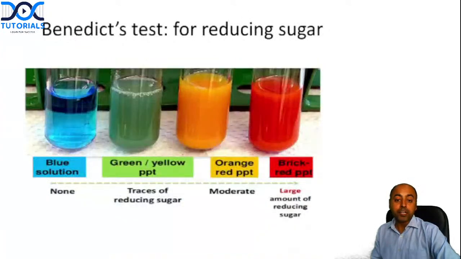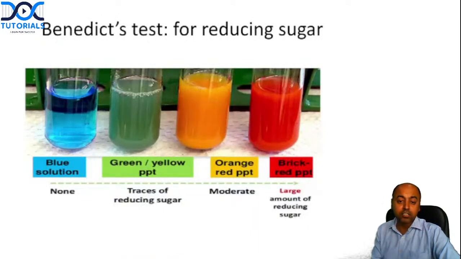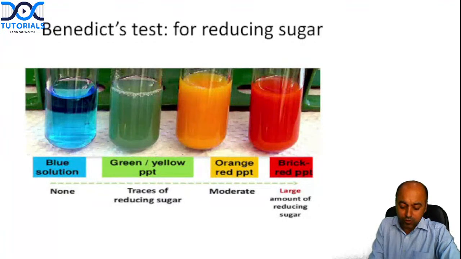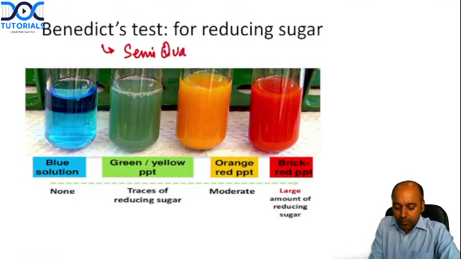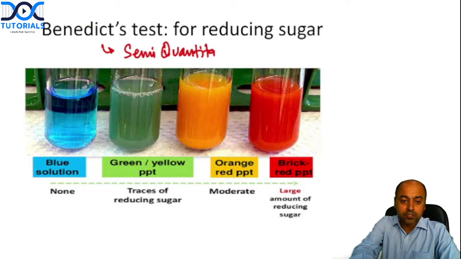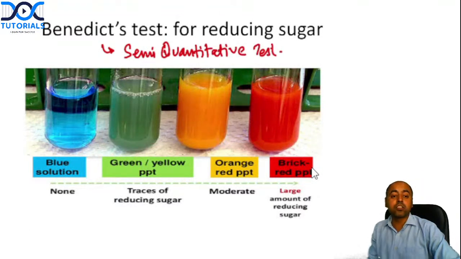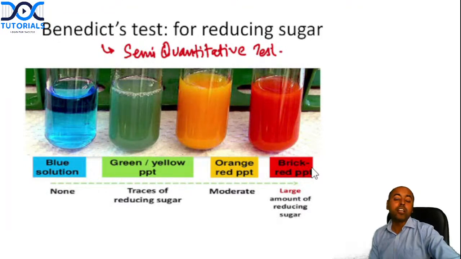Now coming back to the Benedict test, it is for the reducing sugar. You can see the different colors can be there depending on the concentrations. So it gives us an idea of relative concentration, because of which the Benedict test is sometimes also known as the semi-quantitative test. It gives us the approximate range of the concentration, and therefore we call it the semi-quantitative test.